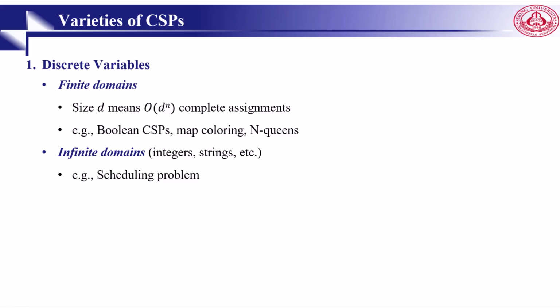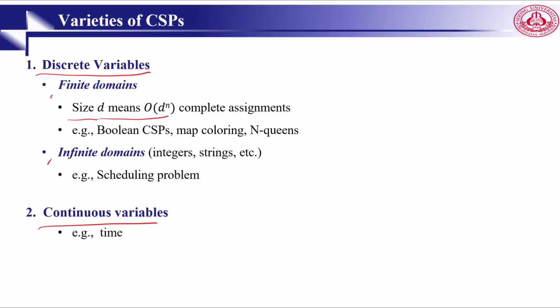We can have different CSPs according to their variable types. Two possible types we can envision for such problems: one is discrete variables, and another one is continuous variables. In the case of discrete variables, it means the domain of the variable is discrete, for example, map coloring, right? So we can have finite domains as well as infinite domains. In a finite domain, the big O is D to the power of n. These are the different combinations, where D is the value and n is the number of variables. For example, Boolean CSP, map coloring, n-queens. And we may also have infinite domains like integers and strings, like scheduling problems. On the other side, we have continuous variables, like time, for example, a telescope starting to observe the sky in continuous time.